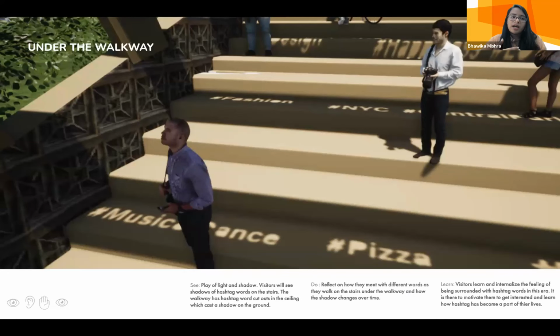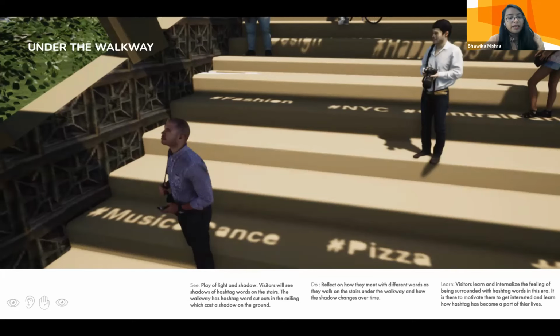So as you might have noticed, the previous exhibit was more digital, immersive, and very controlled. In a similar way, I have another exhibit called Under the Walkway, wherein I have created stencil-like hashtag words in the archway. And because of the natural light and shadow, and since this exhibit is also in an open and closed space, people would experience the play of light and shadow, and visitors will see the shadow of hashtag words on the stairs, and the walkway has hashtag word cutouts on the ceiling, which will cast shadow on the ground.